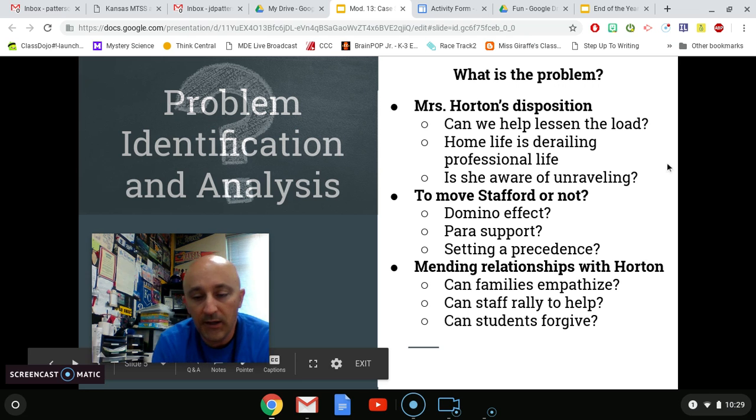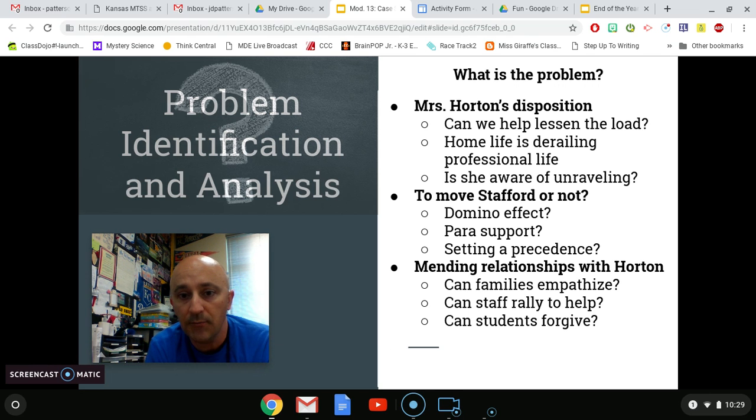Okay, so our problems, I kind of narrowed it down to 3 areas. Number 1, Mrs. Horton's disposition. Is there anything that we can do to lessen the load? She is stressed out, and it's showing up in school. Her home life is kind of derailing everything that's going on at school, going from a teacher of the year type teacher to berating the students and having parents wanting their kids to be pulled from the class.